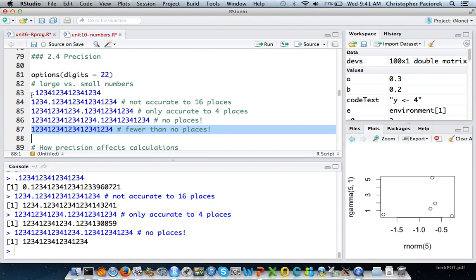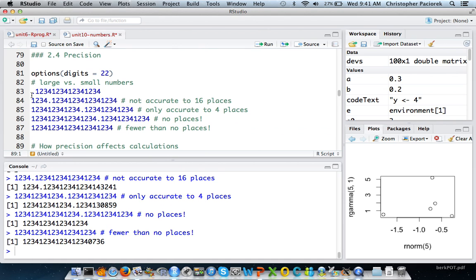If I try and do this, again, I've got 16 digits. This was a 20-digit number, and you can see things go haywire in these 4 positions here. So I'm no longer representing an integer this big precisely, because I've basically gotten beyond the number of digits that I can represent precisely.